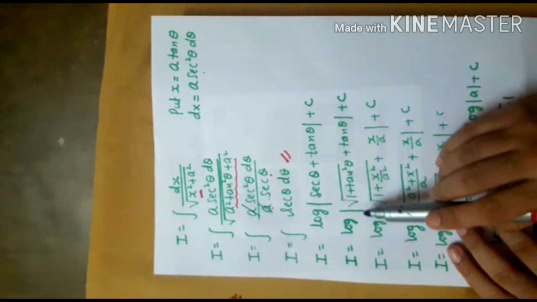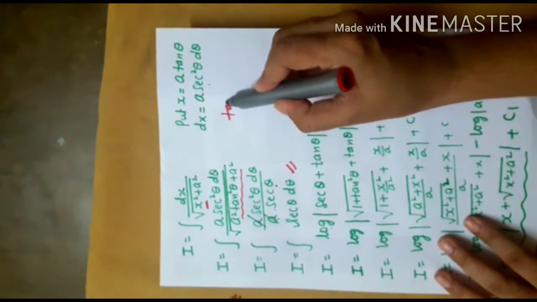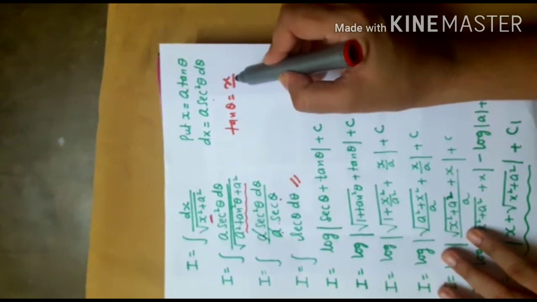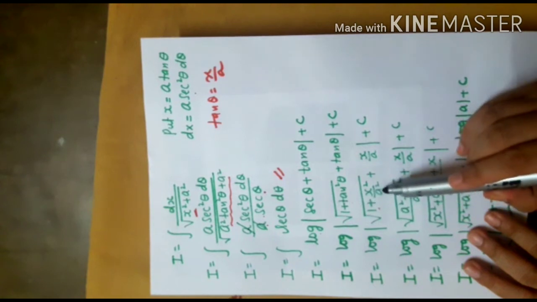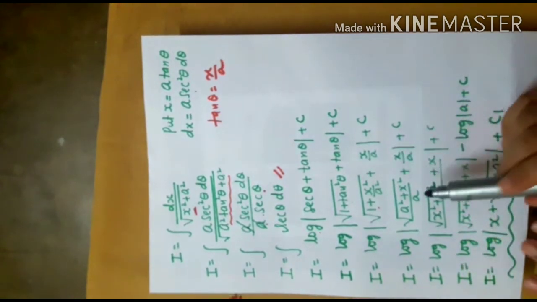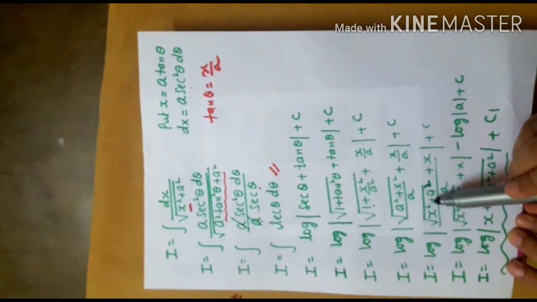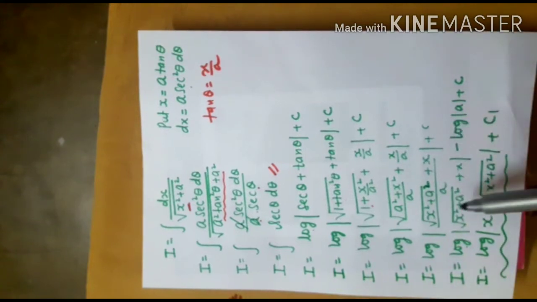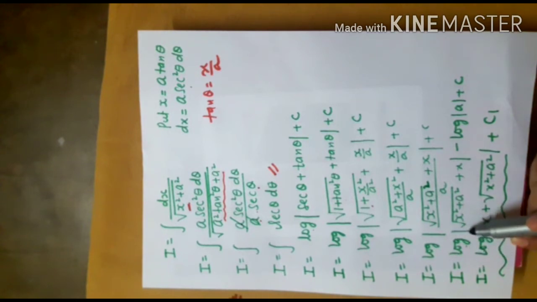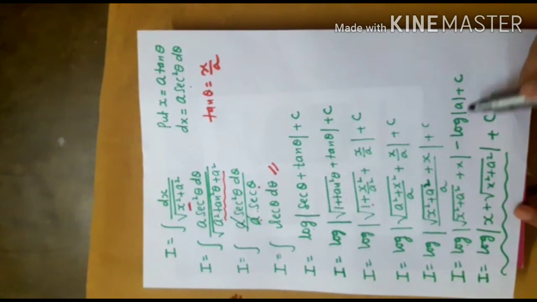Now secant theta can be written as square root of 1 plus tan square theta. And what is tan theta? From here, tan theta is x by a. So I'll get log root 1 plus x square over a square plus x by a. On simplification, I'll get log (x square root of x square plus a square plus x) over a plus c. Again, using the property of logarithm, I can write this as log absolute value of square root of x square plus a square plus x minus log a plus c.